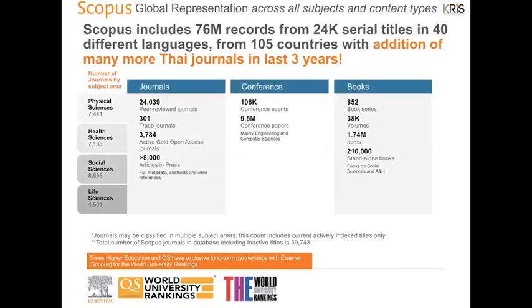Scopus is a good data source for this type of big data analytics because it's incredibly broad and comprehensive, covering more than 24,000 journals in 40 different languages. And we did a project with TCI and TRF to add almost 40 new journals in the last 3 years. So we have more than doubled the number of Thai journals in Scopus during the last 3 years, which are also represented in SciVal.